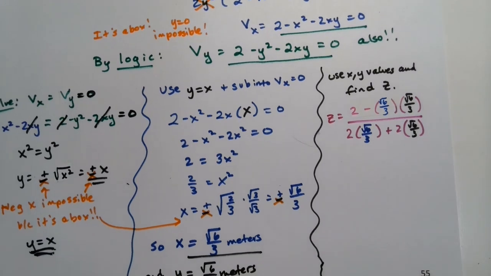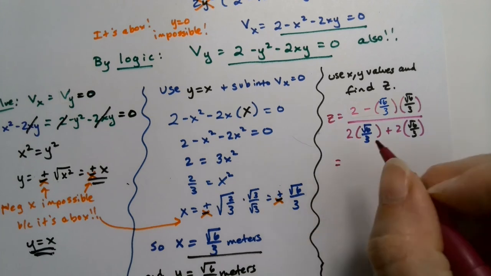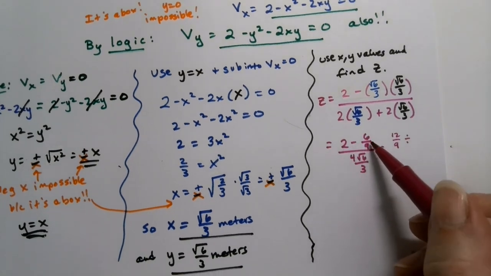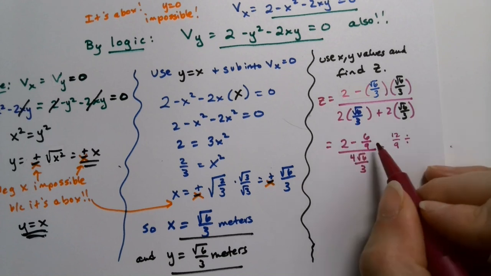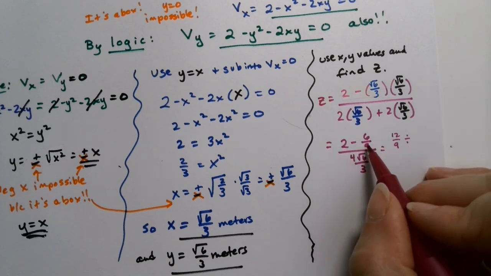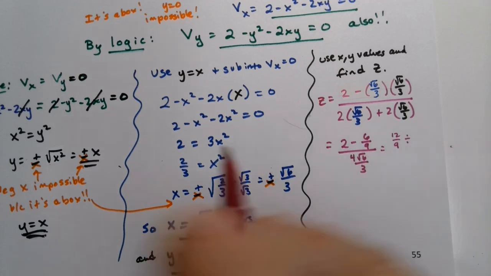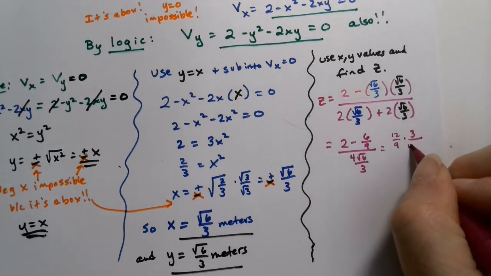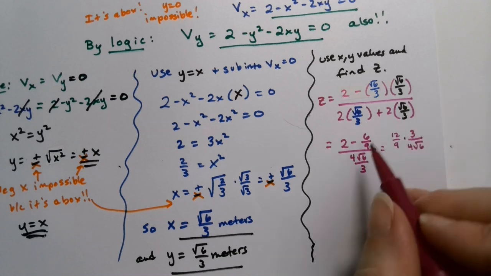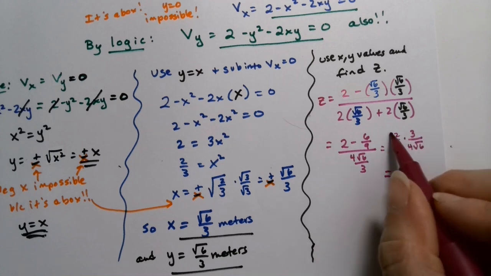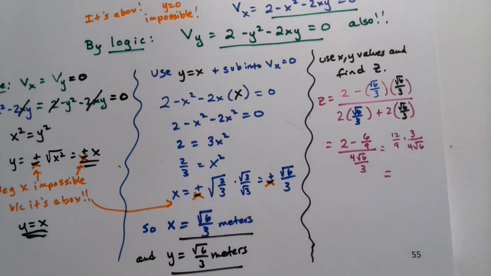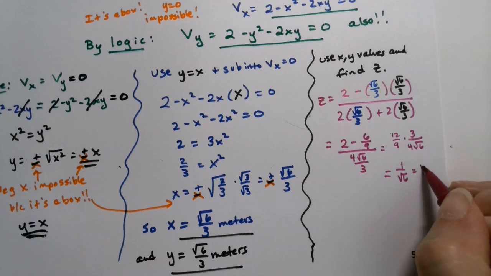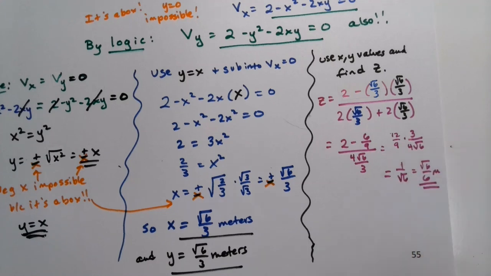And lo and behold, that's going to make z equal to, here, 2 minus 6 ninths over 4 square root of 6 over 3. That's 12 ninths on that numerator, because that's 18 ninths minus 6 ninths, which is 12 ninths. And it's divided by, well, here, multiplied by 3 over 4 square root of 6. So when you cancel all of that, you get, let's see, 3, 3, right? So it ends up being just 1 over the square root of 6, right? Because all of that goes away. Meters. Or if you like, square root of 6 over 6 meters. There's your z.